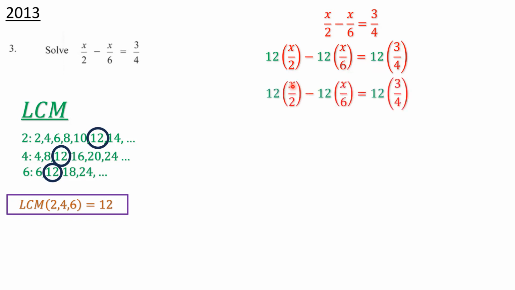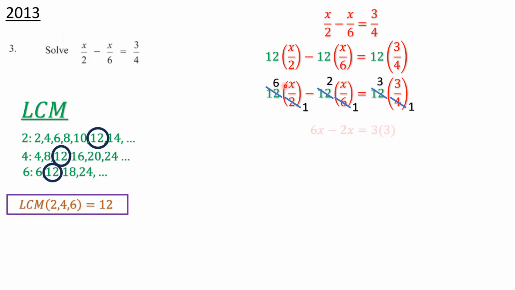The next thing we're going to do is divide. How many times does 2 go into itself? Well, 2 goes into itself 1 time, and 2 goes into 12 6 times. How many times does 6 go into itself? 6 goes into itself once, and 6 goes into 12 twice. How many times does 4 go into itself? 4 goes into itself 1 time, and 4 goes into 12 3 times.